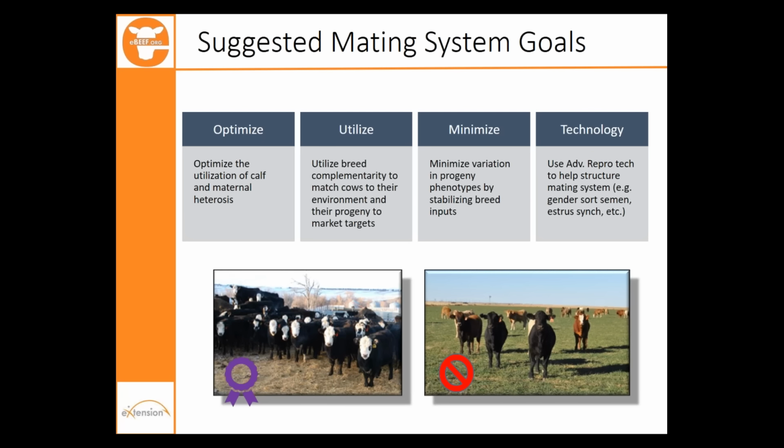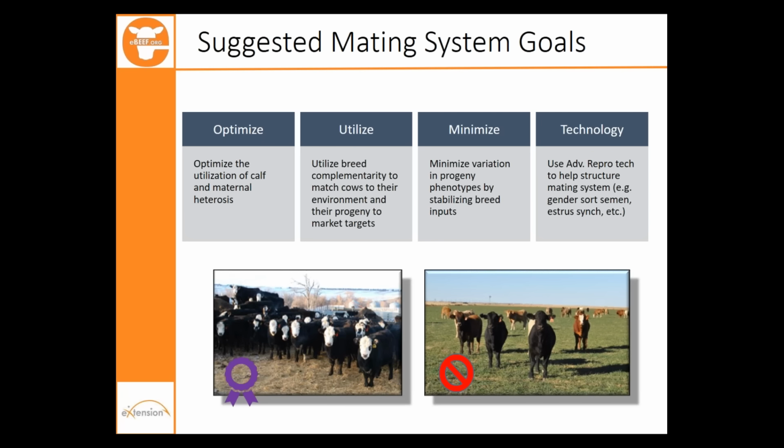Second here, utilize breed complementarity. So I like the idea of how do we best match our cows to our production environment, and then use the breeds that help us do that to build breed complementarity for maternal traits and maternal heterosis, and then what breed or breeds might we use as the terminal type bulls to produce calves to get them in the right market segment.